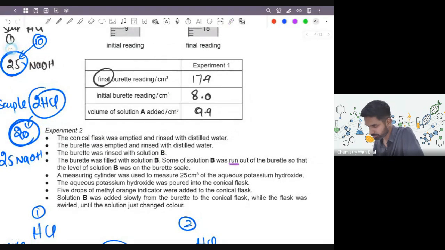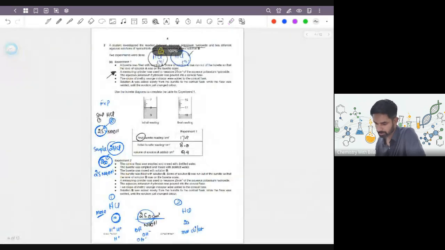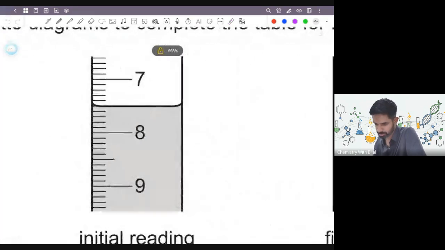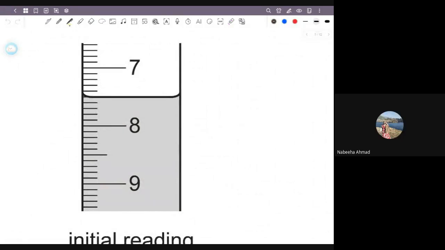Some of the solution B was run out to set the burette scale. Measuring cylinder, measure 25, potassium hydroxide. Aqueous sodium hydroxide is added. Methyl orange is added, exact same. And here is the reading again. So क्या reading this time? What is the initial reading? 7.5.